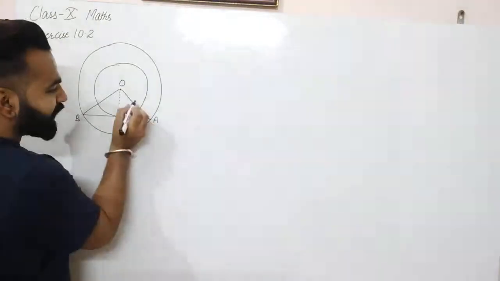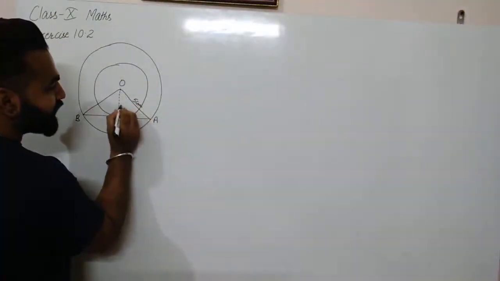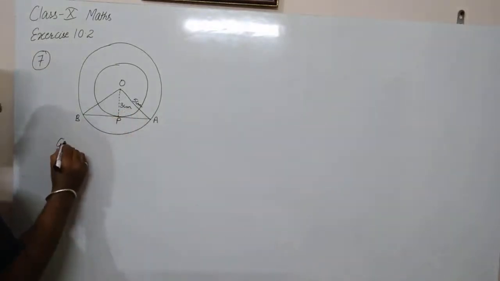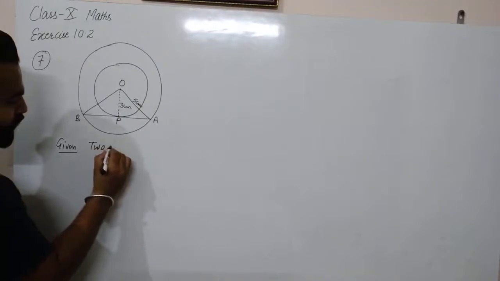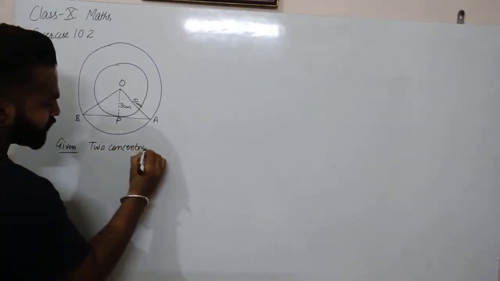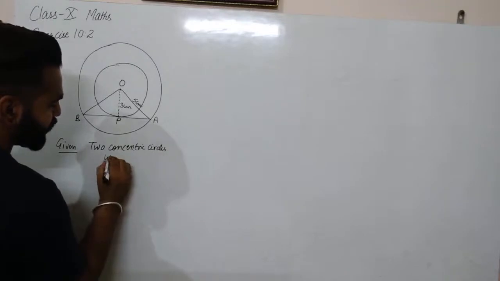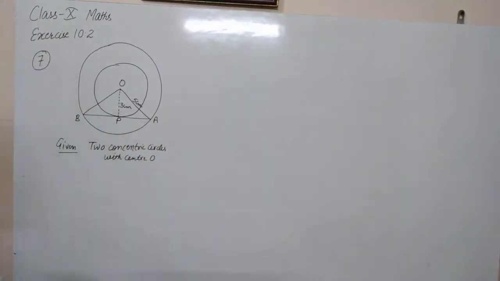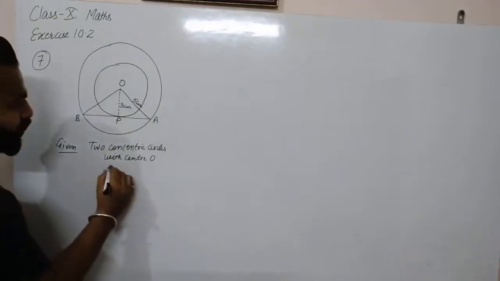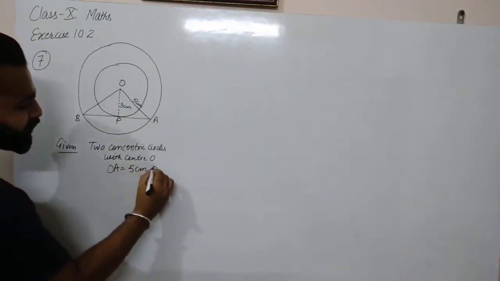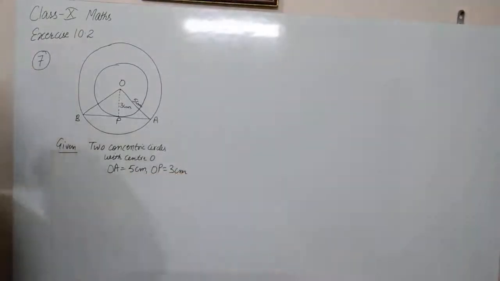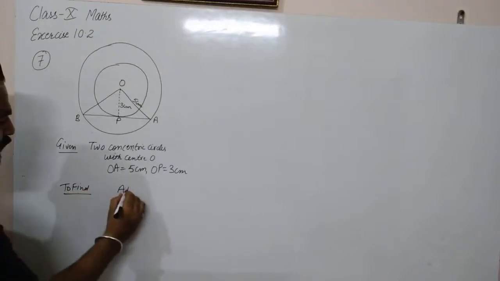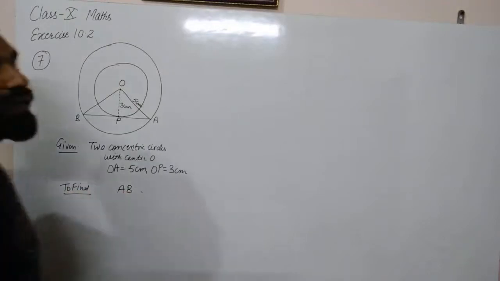Here we can see that the larger radius OA is equal to 5 cm and OP will be equal to 3 cm. So given two concentric circles with center O. O is the common center for both the circles. OA is equal to 5 cm. OP is equal to 3 cm. So we have to find AB. We have to find the length of AB.